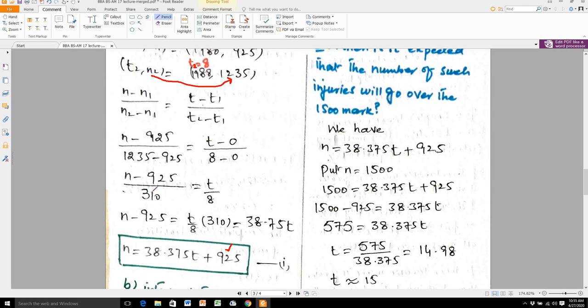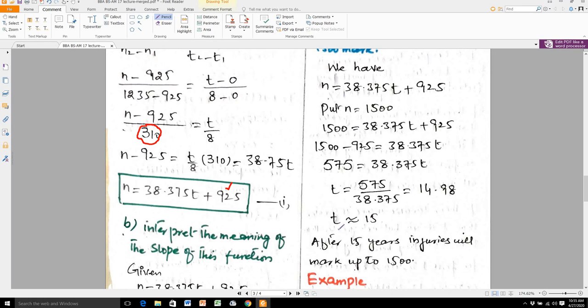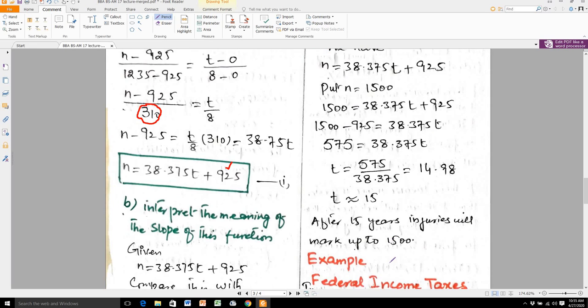Here you can make a guess. You see, in the lapse of 8 years the injuries increase by 310, and we ask how much time is required for these injuries to reach 1500. It shows that it requires almost 15 years to reach the mark of 1500. So t is approximately equal to 15. After 15 years, the injuries will mark up to 1500.